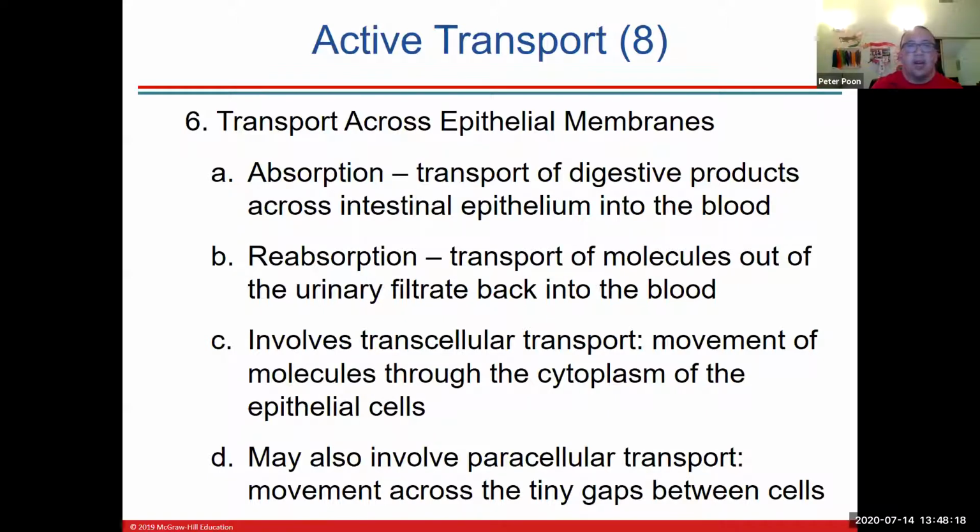Transport across the epithelial membrane: absorption and reabsorption. Absorption is the transport of digestive products across the intestinal epithelium. Reabsorption is reabsorbing what you filtered out in the filtrate. When you're in the process of making urine, you make something called filtrate, and then you reabsorb everything you want back in.